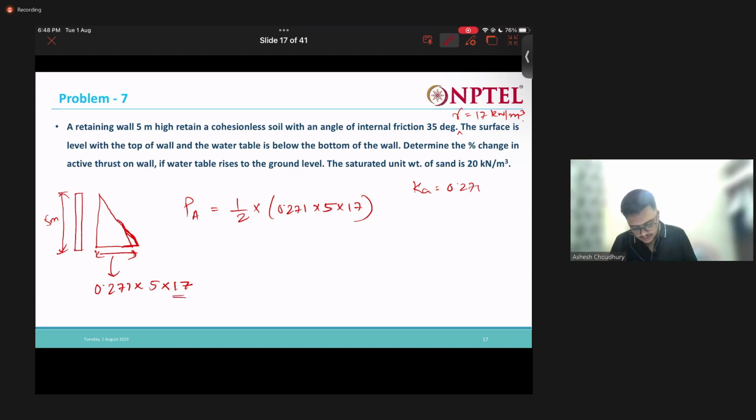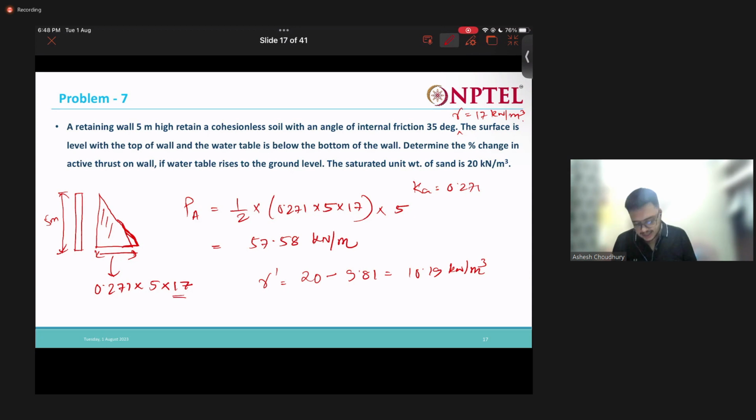So what is the PA? The area of this triangle, right? So this will be 57.58 kilonewton per meter, right? Now the saturated unit weight is given as 20. So let us find out the submerged unit weight. It is nothing but 20 minus 9.81, which is 10.19 kilonewton per meter cube.